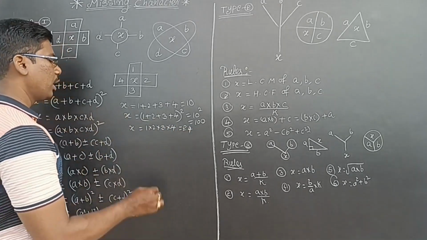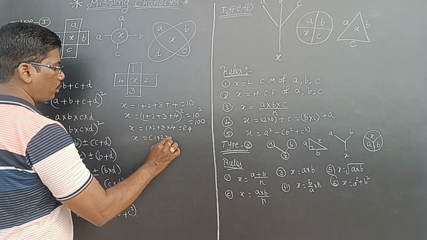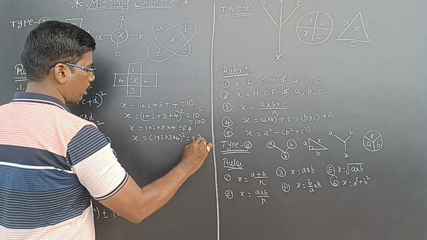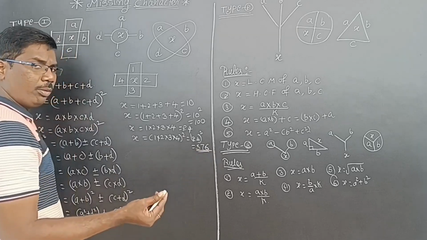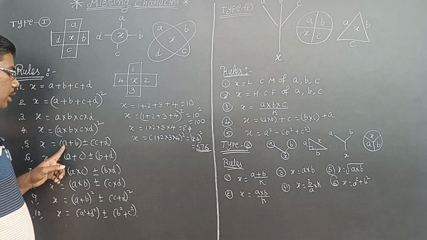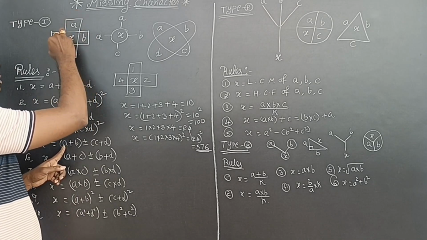If 24 is also not there, go for the next method. X is equal to 1 into 2 into 3 into 4 whole square, means 24 square, that is 576. It will be there. If it is also not there, go for the next method: adding the opposite numbers. So A plus B, side by side numbers, A plus B and C plus D.